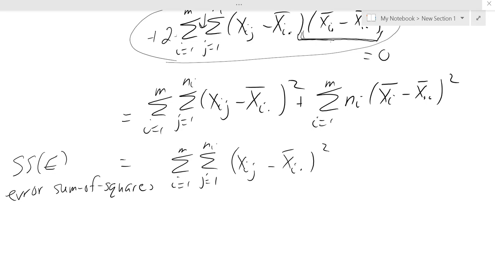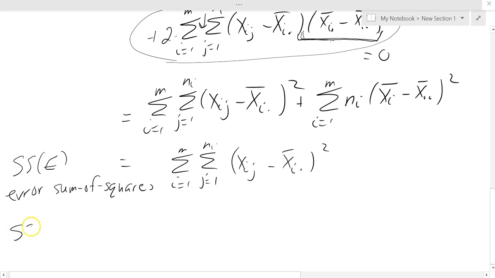But it's the difference, the error term, from individual sample points with the various sample means. Okay? So that's why we have the error sum of squares. It's the errors in the individual points from the sample means.